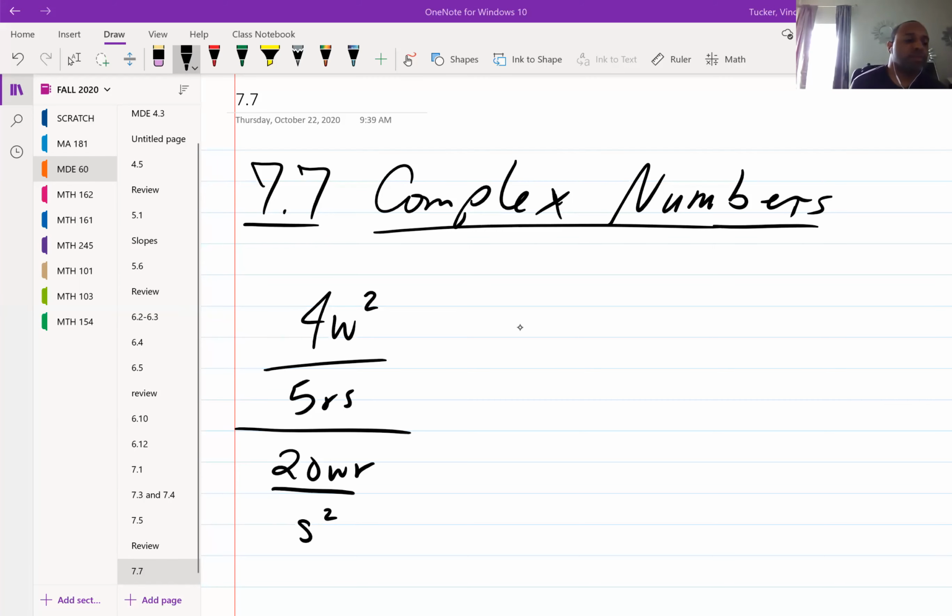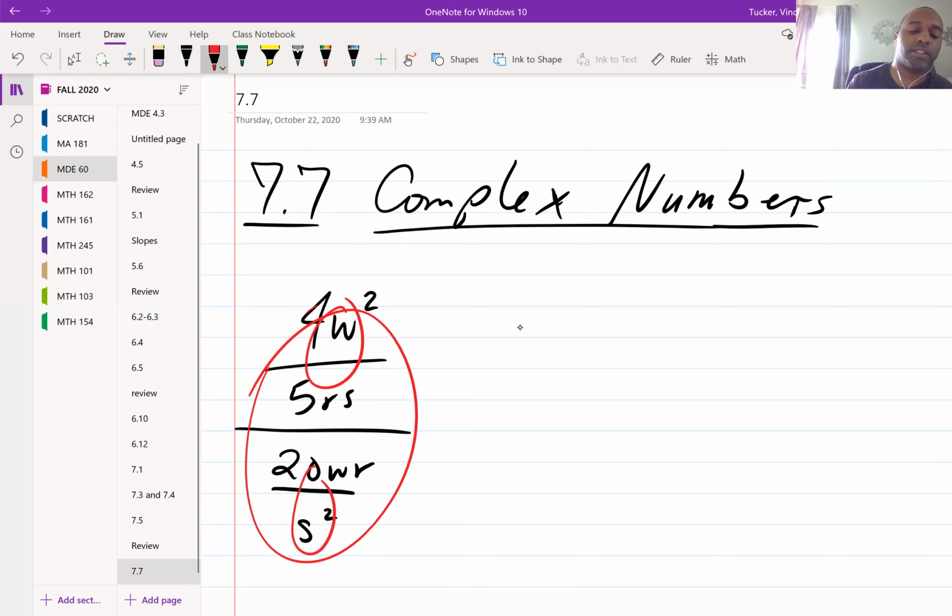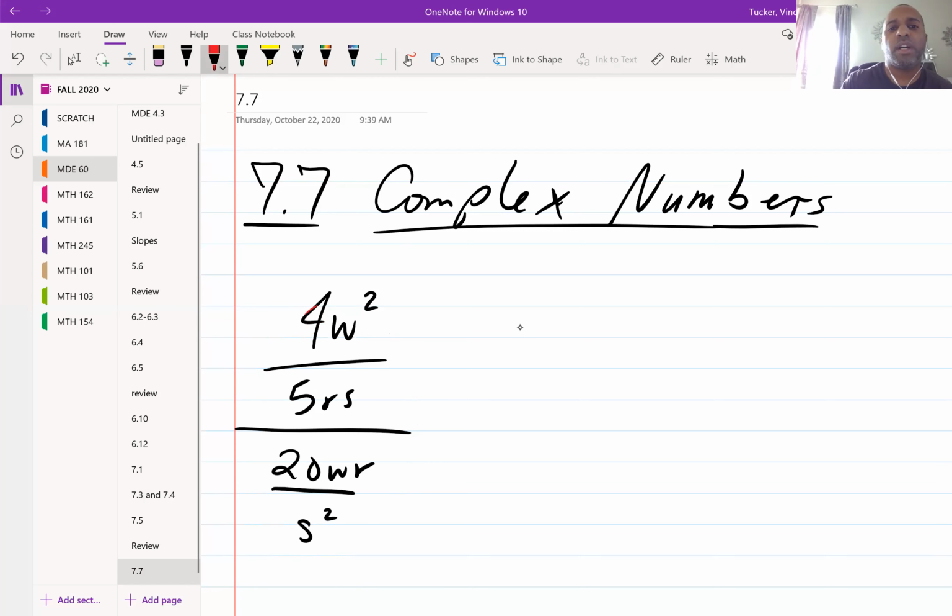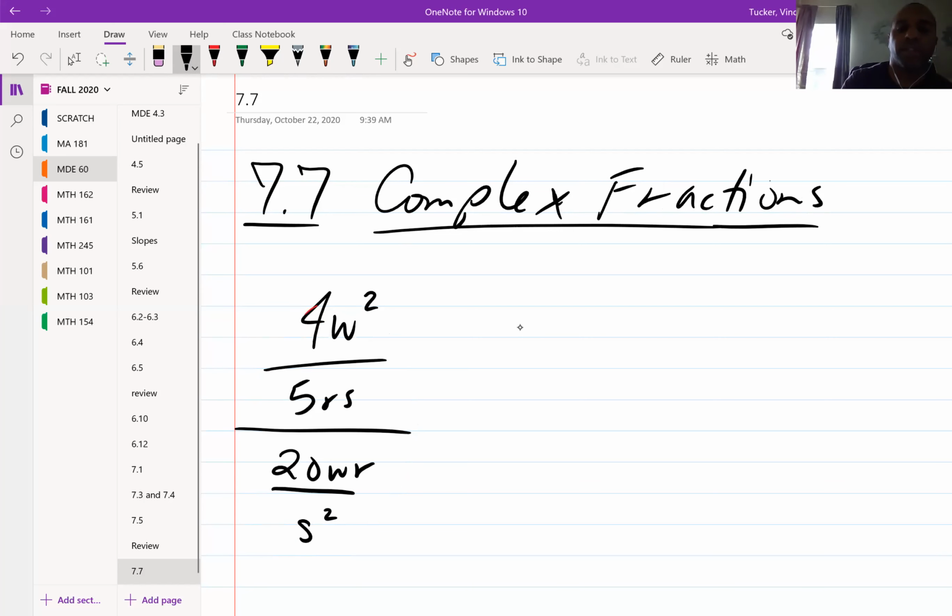Okay, complex fractions are pretty much when you have more than one fraction embedded within a fraction. In other words, here I have three fractions. I have a fraction right here, and then the whole thing is a fraction in itself. So that's what we mean by complex. Sorry about that, not complex numbers, complex fractions. All right, complex numbers are something totally different.